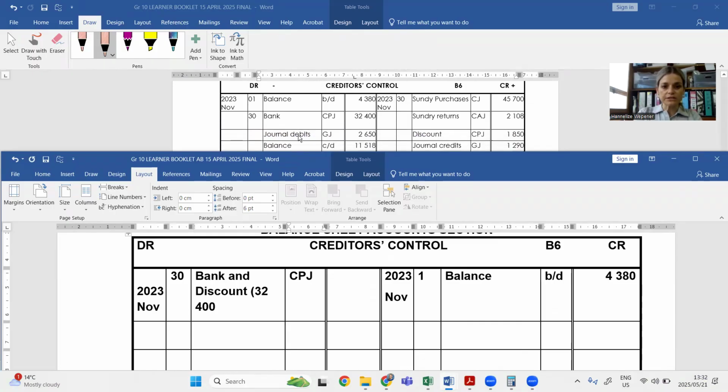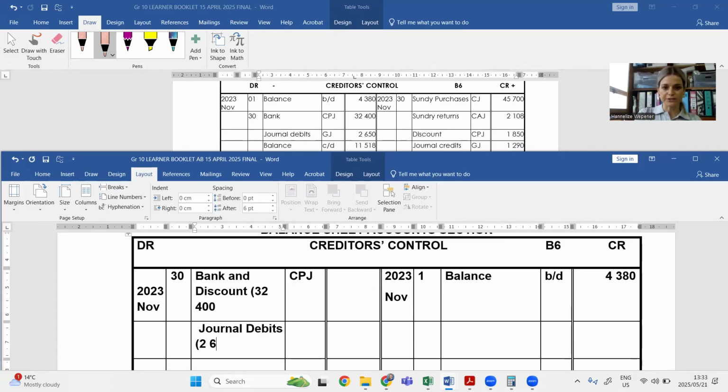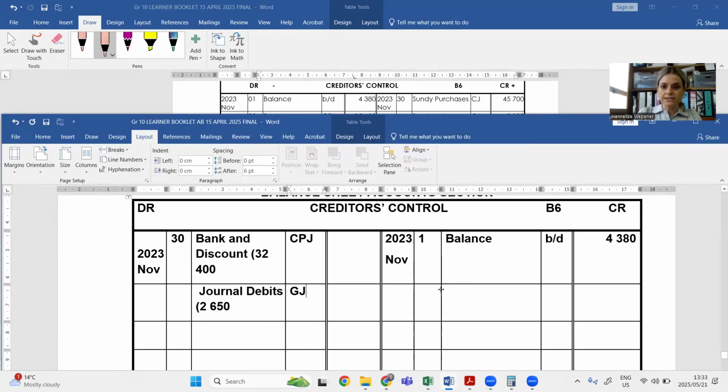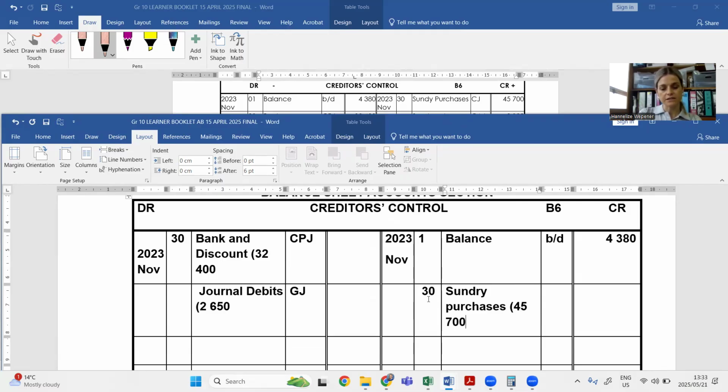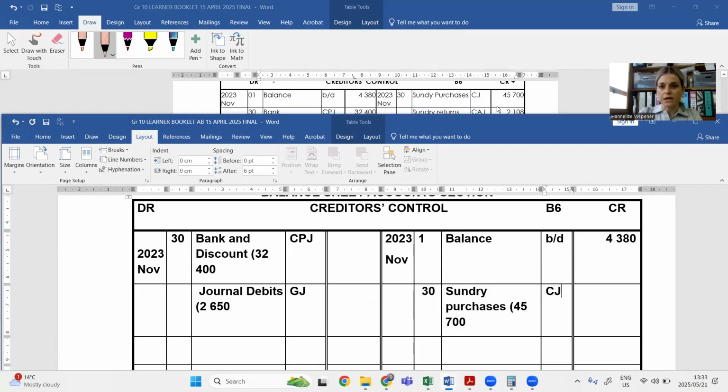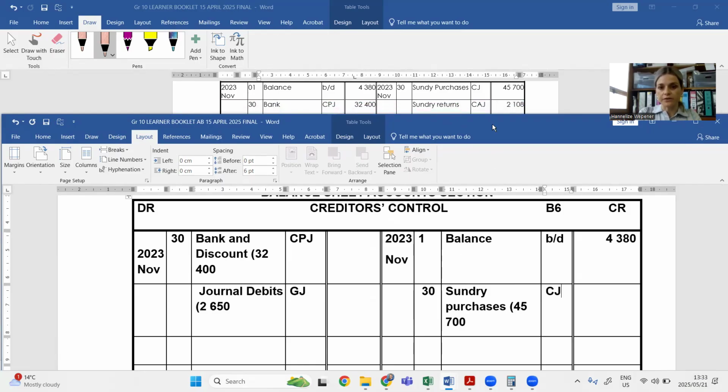Next up, journal debits. That is correct. It should be on the debit side. So journal debits, because I am on that debit side, as recorded in my GJ. Then I move on to my credit side. Sundry purchases. Yes, indeed, it should be on the credit side. Sundry purchases. I owe them more money, and I started on 45,700 in the CJ. Starting with, in other words, these are the amounts before I've taken into account errors and omissions.